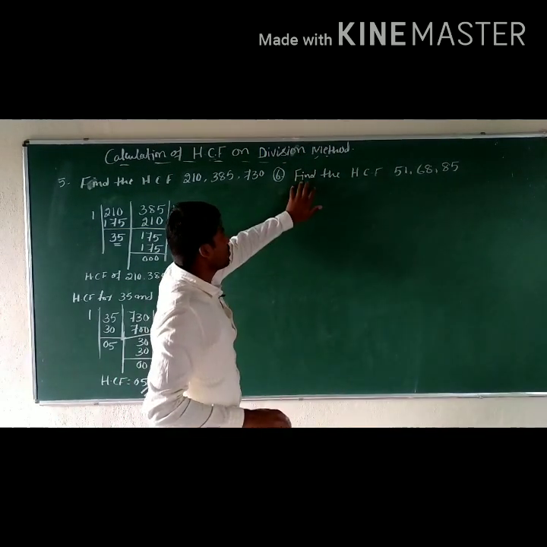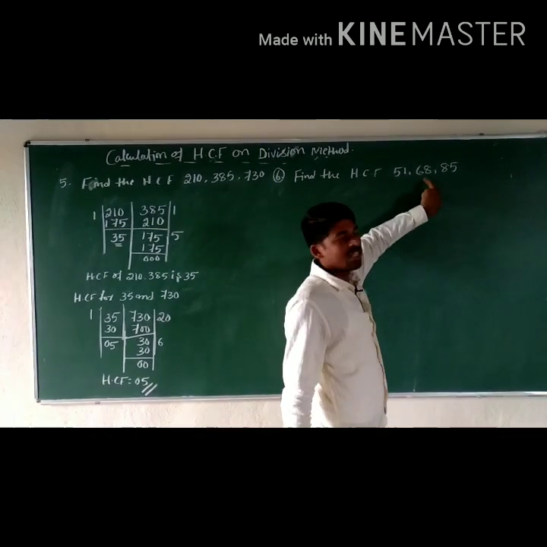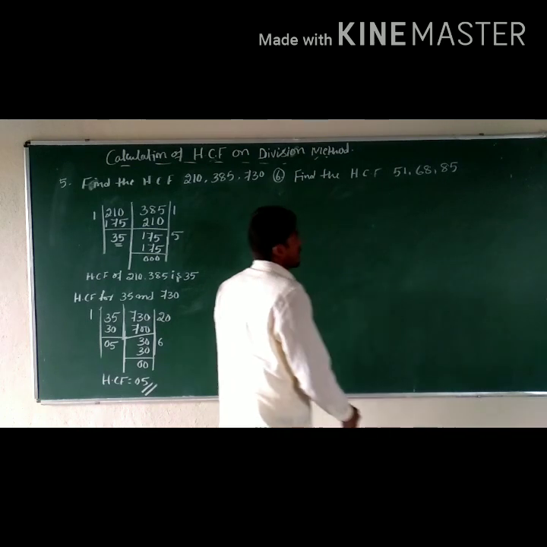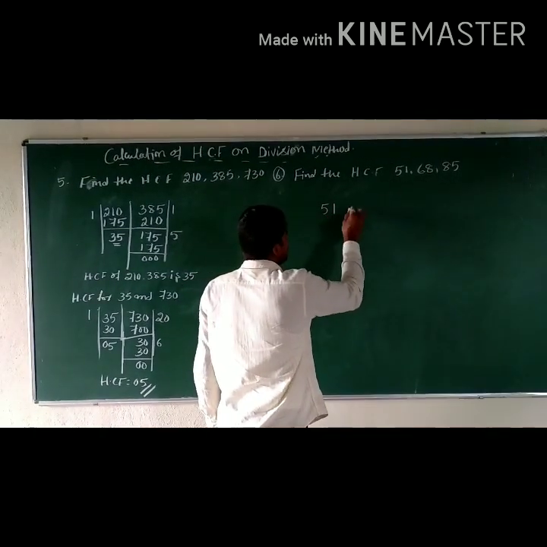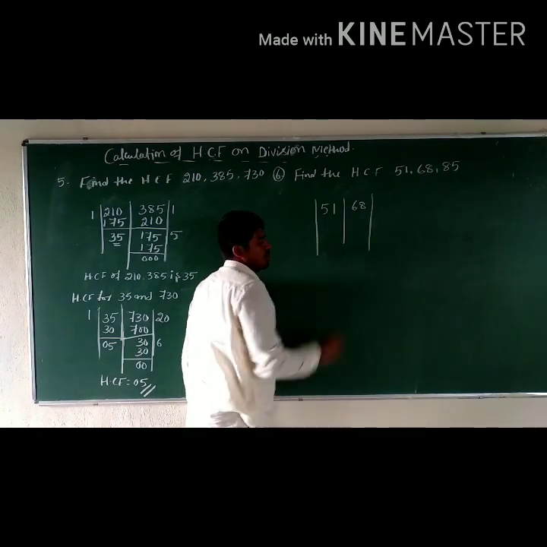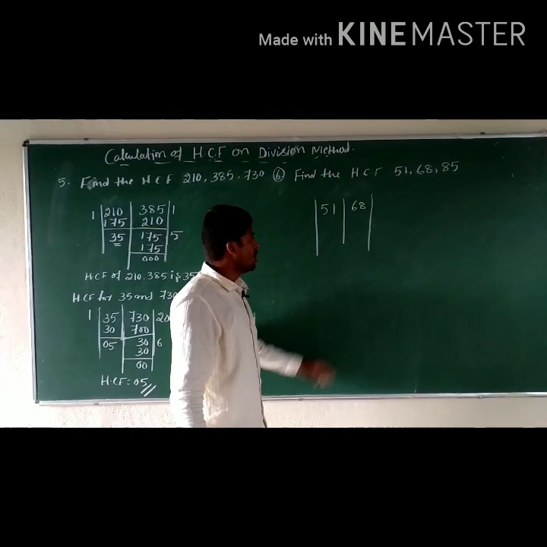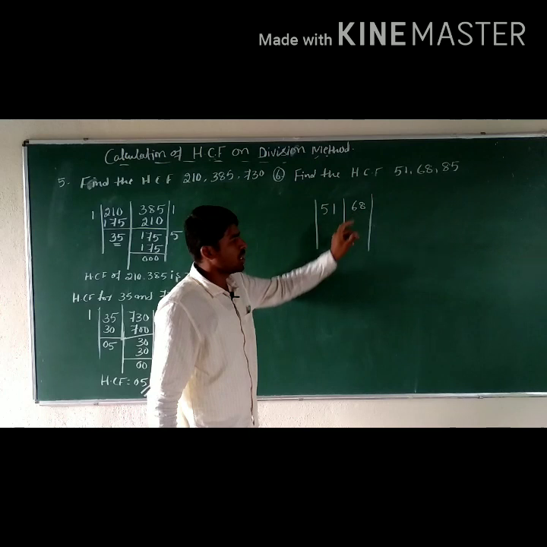Now the 6th problem is to find the HCF of 51, 68 and 85. We start by calculating with two values. First we calculate for two values; we don't go directly to three values. So we take the lowest value, 51, and 68. 51 is the lowest value and 68 is the highest value.